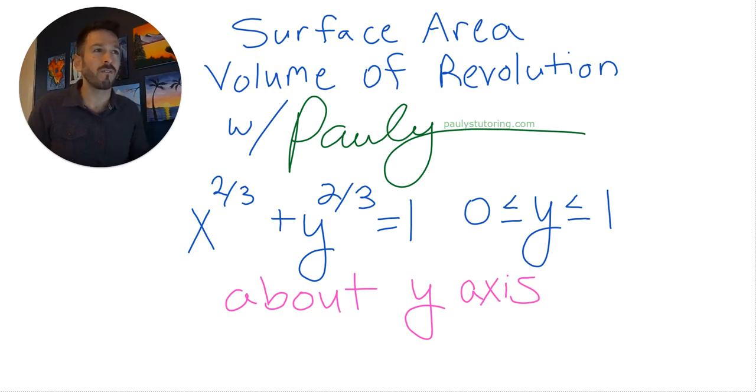Surface area of a volume of revolution. We are given this equation here in the blue, and we are revolving this function about the y-axis. That's super critical. We actually have two choices as far as formulas are concerned.